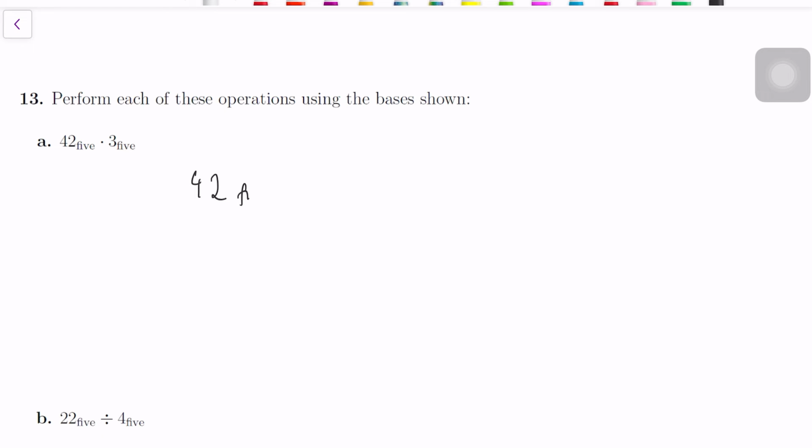So 42 in base 5, I'm going to multiply by 3 in base 5. So 3 times 2 is 6. 6 gives me 1 unit, 1 5. Remember, on the bottom is the number of units. What you carry over is the number of 5s. 3 times 4 is 12, plus that 1 is 13. 13 gives me 3 units, 2 5s, okay? And you have it.